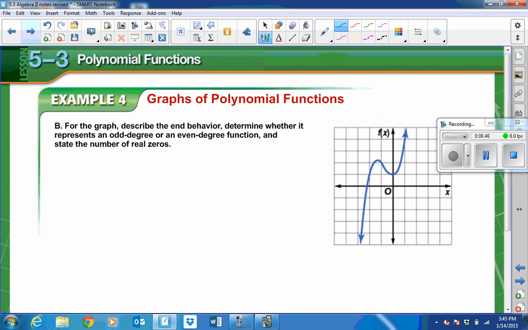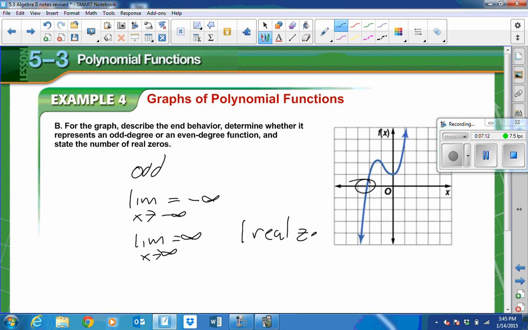Okay, and then it says describe the end behavior. This is definitely odd because our end behaviors are different. We would say that our limit as x is going to negative infinity, y is going to negative infinity. And our limit as x goes to positive infinity, y is going to positive infinity. And the number of real zeros, that's our only one. We have one real zero because it's crossing the x-axis once.